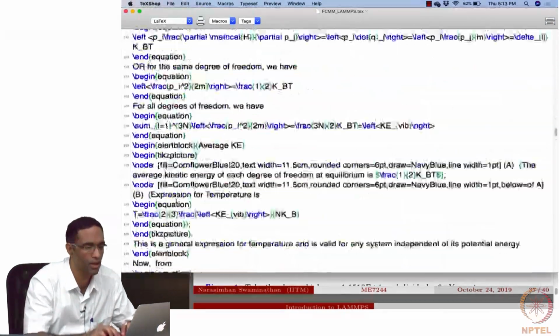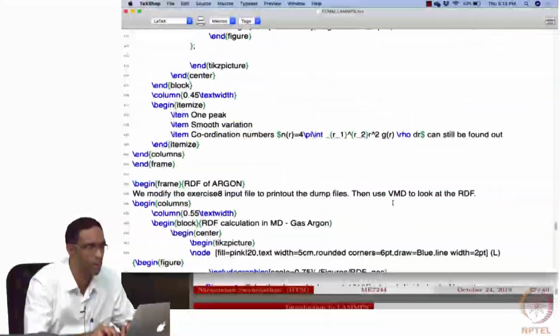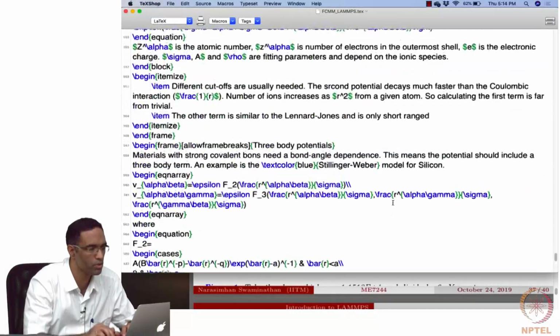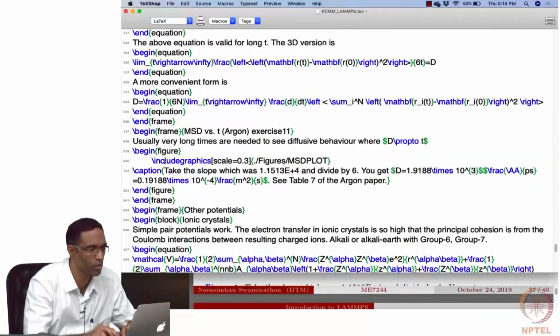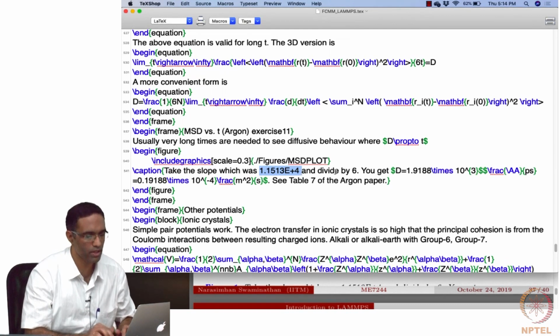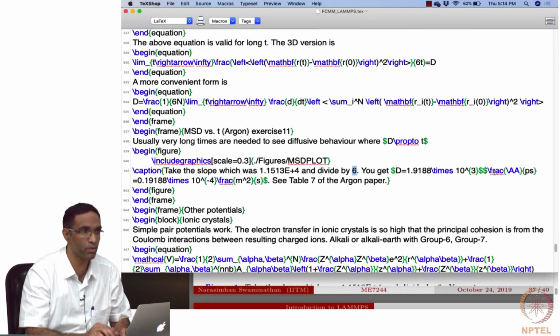I did the calculation and compared it to the paper that I just shared with you. Let me show you the values here. What I get is a slope of about 1.1513 e to the 4. I just have to divide it by 6 and I get a diffusion coefficient of about 1.9188 times 10 to the 3 angstrom squared per picosecond, which is approximately equal to 0.19188 e to the minus 4 meter squared per second.